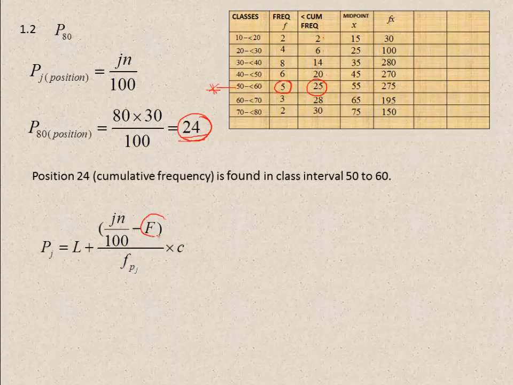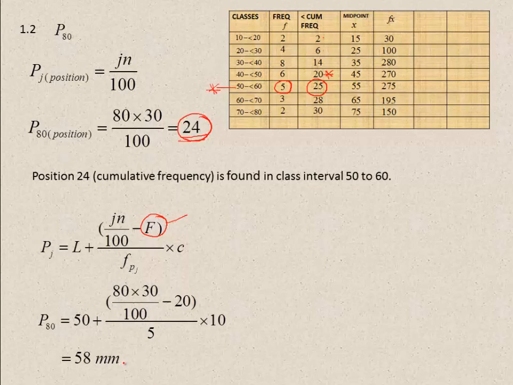What about this frequency? Remember, do not forget, it's the frequency or the cumulative frequency preceding, meaning coming before. Which one comes before? The 20. And if I plug in all my values in the correct place, I end up with P80 as being 58 millimeters.